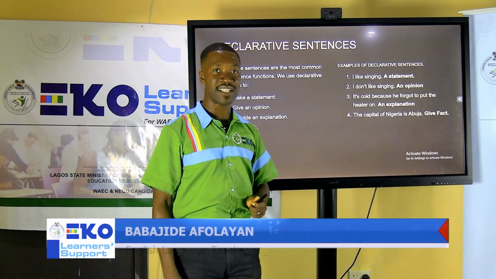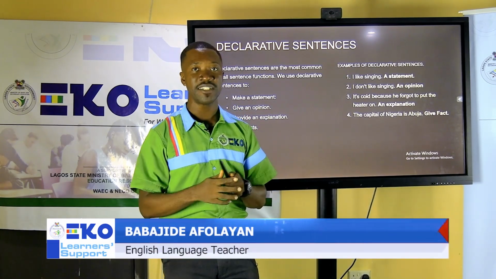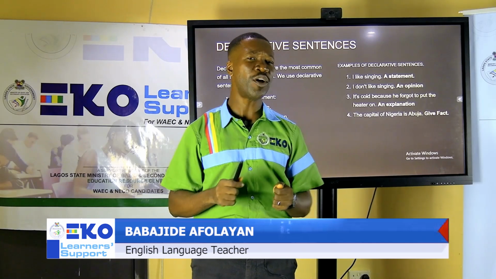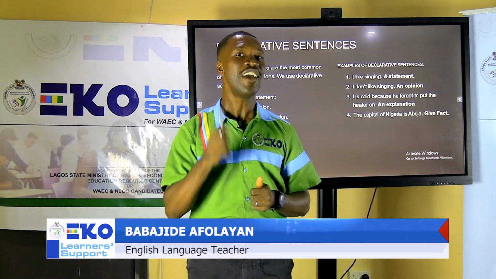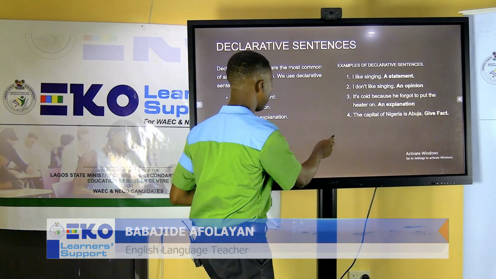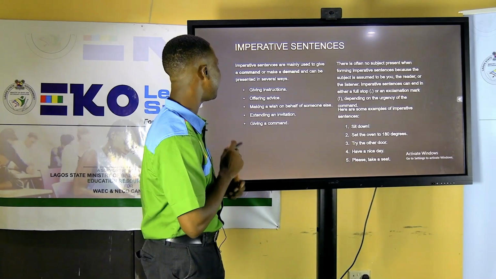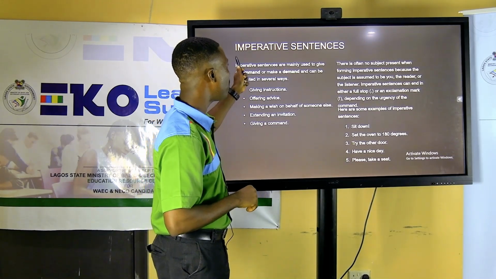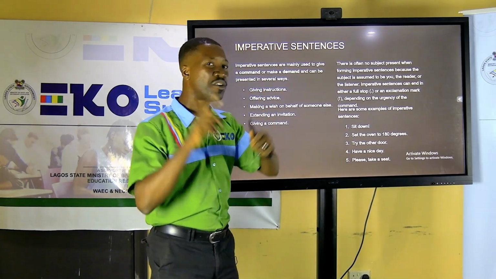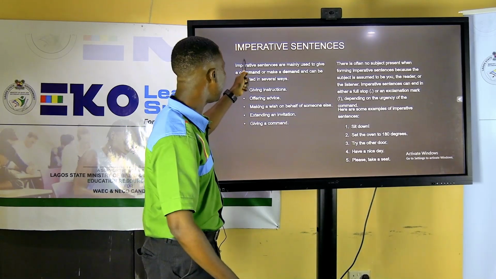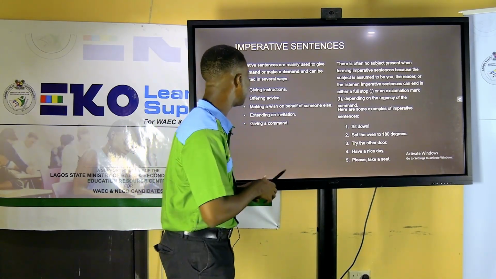All these are examples of declarative sentences. Do you now know what your declarative sentences are? Beautiful. Let's move to the next type of sentences. The next type of sentences that we have here, according to the functions they perform, is the imperative sentence.